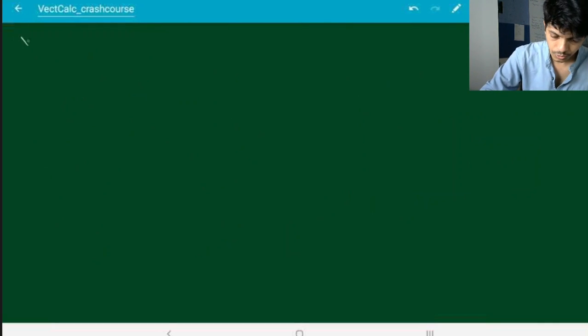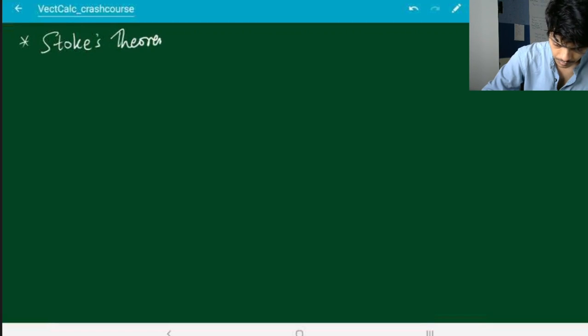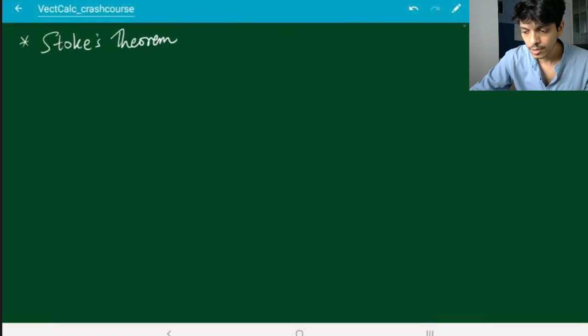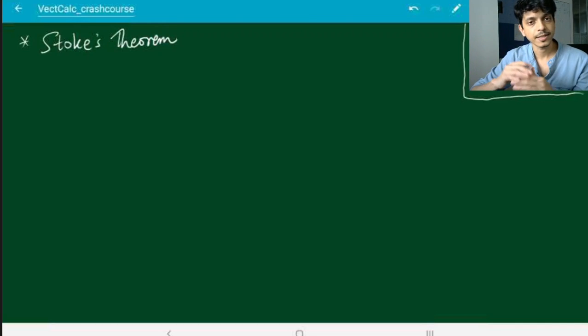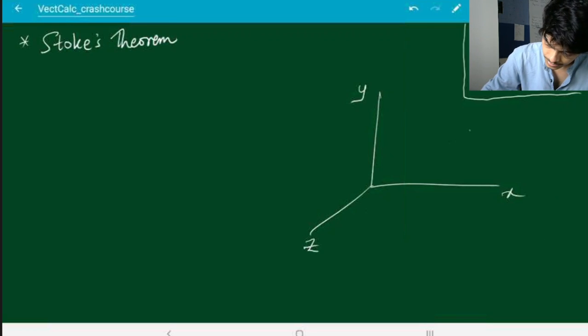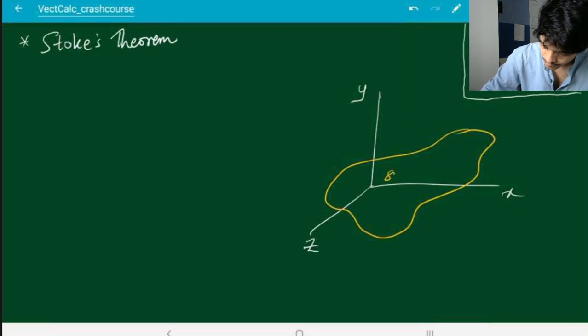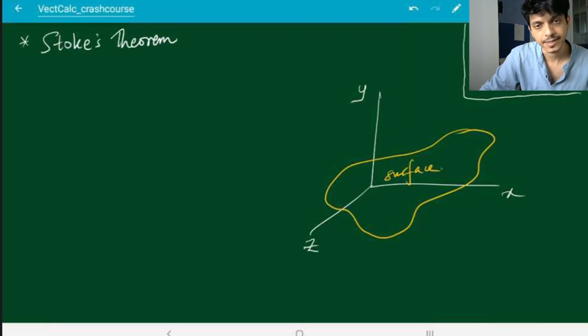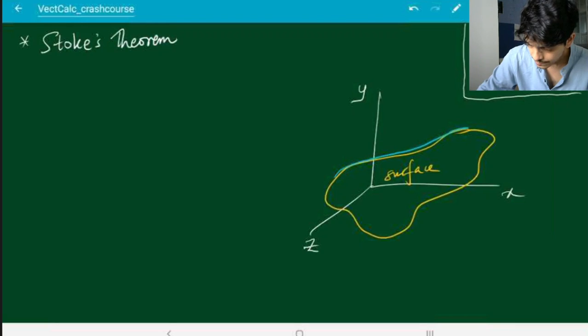The next one I want to introduce to you is called Stokes' theorem. It is similar to Gauss's theorem. What Gauss's theorem did was it related the three-dimensional volume with its two-dimensional boundary. Stokes' theorem comes one step down. It will relate a two-dimensional integral with its one-dimensional boundary. So here again in xyz space, there is some surface that I'm interested in integrating over, and you will notice that for any bounded surface, its boundary will form a closed loop.